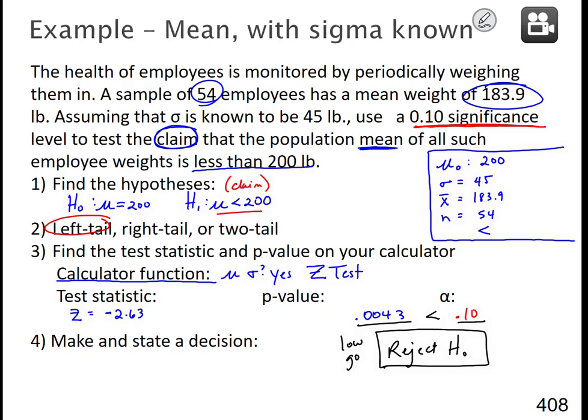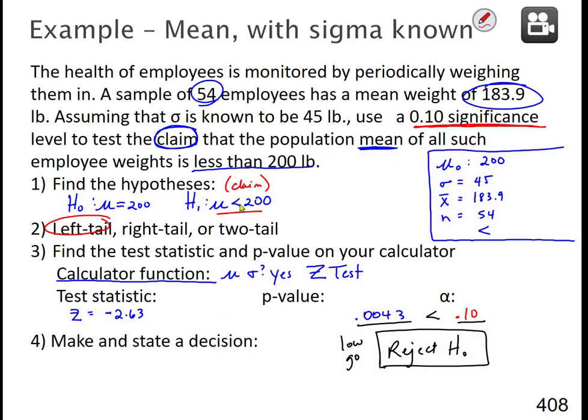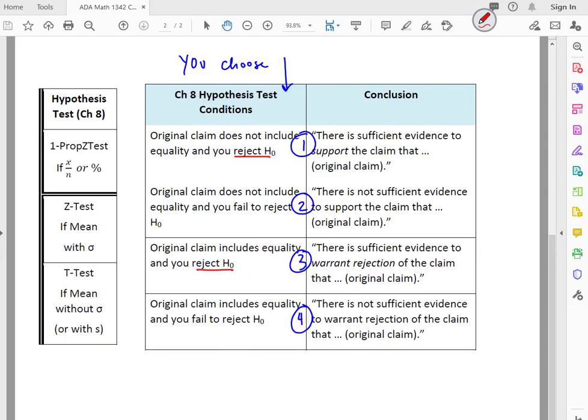Then we go to our formula chart. We're looking for reject, so that's either 1 or 3. And go back to your claim. The claim was the less than symbol. So the claim does not include equality, which is answer or sentence number 1. There is sufficient evidence to support the claim that we go on. Remember, does not include equality is your less than, greater than, or not equal to. The bottom two sentences are when your claim is the equal to.